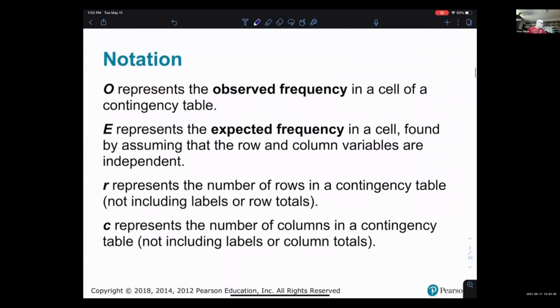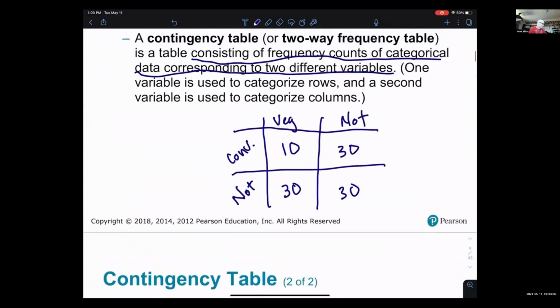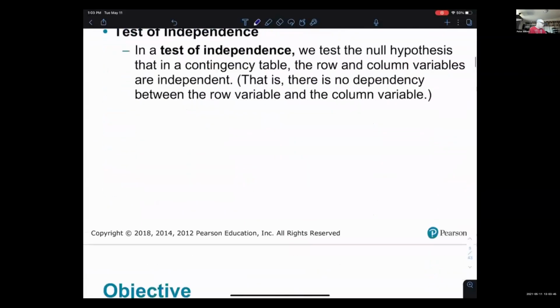And so we're going to have some notations. O represents the observed frequency in each cell of a contingency table. So those numbers here were what I observed: 10 vegetarians in a convertible, 30 non-vegetarians in a convertible, etc. Those are all O values.